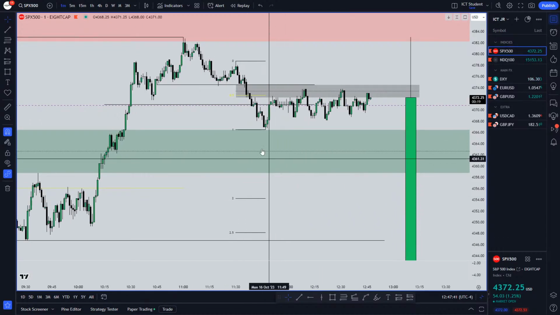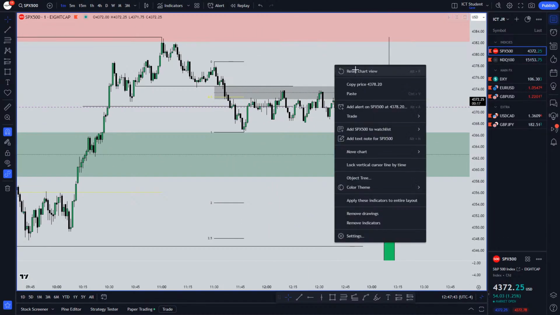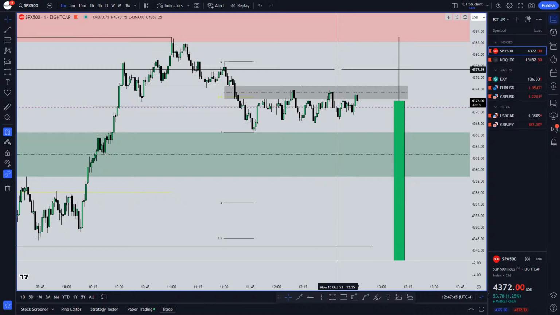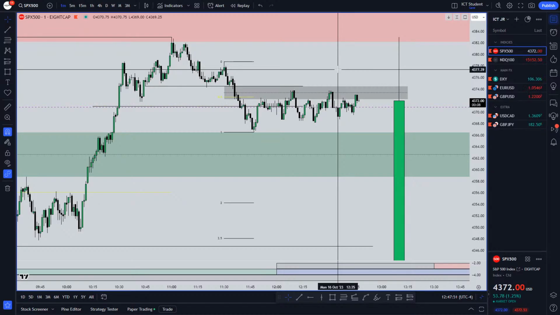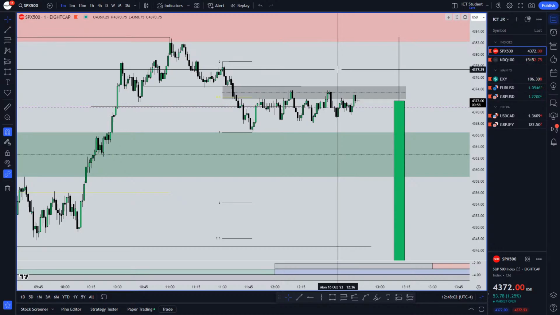The 2.5 level 2 again would be very ideal. The lunch session is very weird. It can go both ways, so I'm just not trying to dip my toes in the water yet. I'm trying to be patient. Patience pays, as they say.